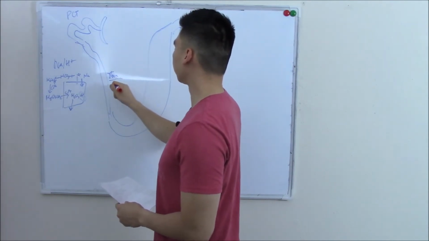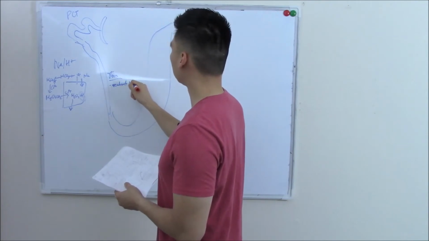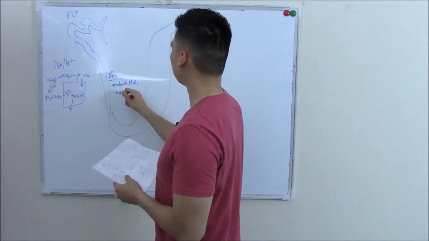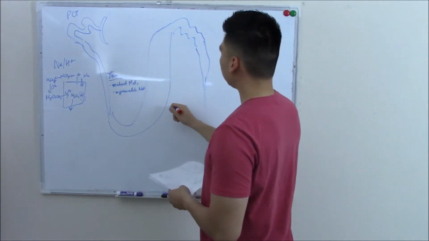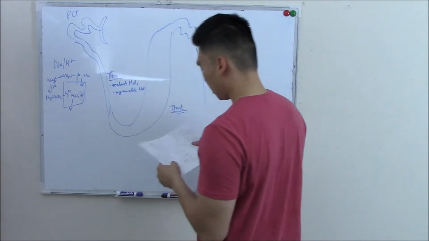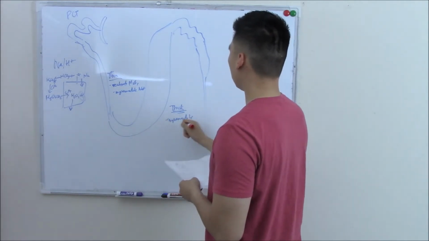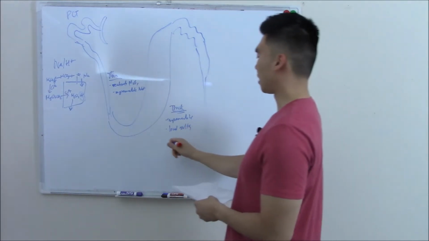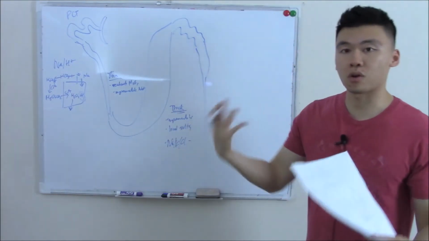How about your thin descending limb? Your thin descending limb, we said, absorbs water, but it was impermeable to salts. Your thick was kind of the opposite. Your thick ascending limb was impermeable to water, but it loved salts, and had that huge ion channel, the sodium, potassium, chloride channel. All right, so it loved to reabsorb all these salts.